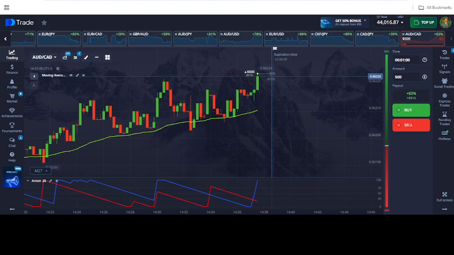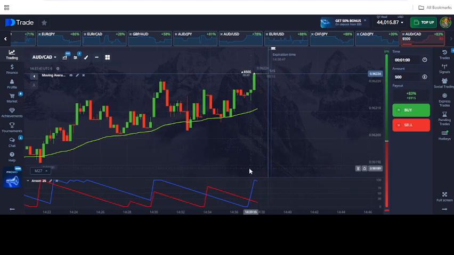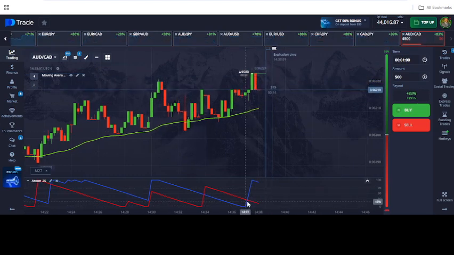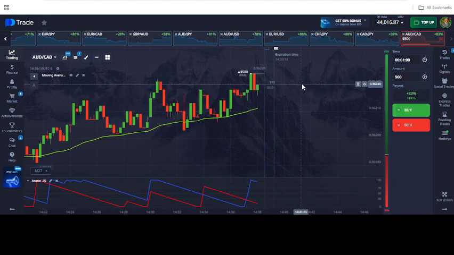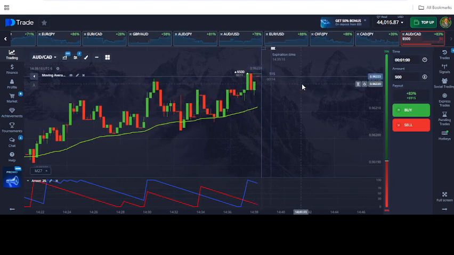Okay, so I'm on the Aussie dollar Canadian dollar currency pair, and I just took a buy trade. Now, the reason why I took the buy trade here is we see the price above the 50 EMA line here. Secondly, the Aroon up line has crossed the Aroon down line in an upward direction here. So this suggests to me a continued bullish momentum to the upside. So let's monitor this trade and wait for the expiration.